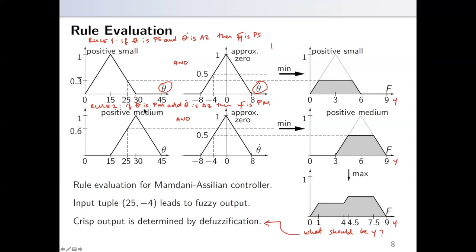What we have considered here is the rule evaluation for the Mamdani fuzzy controller. The input tuple 25, minus 4 leads to the fuzzy output as we have found here. But the crisp output is needed for controlling the environment, so it should be determined by the defuzzification.